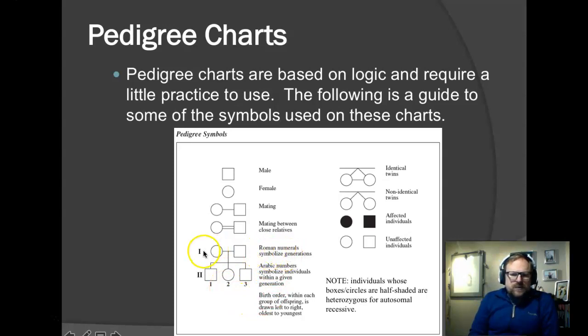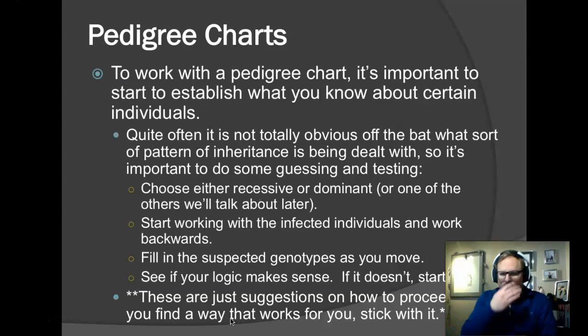Roman numerals symbolize generations. So this is generation 1, generation 2. Arabic numbers, that's these three here, symbolize the individuals in a given generation by birth order, meaning that this individual was born first, so this male was born first, this female was born second, this female or male was born third in that generation. Okay, so that's the general breakdown of how a pedigree works.